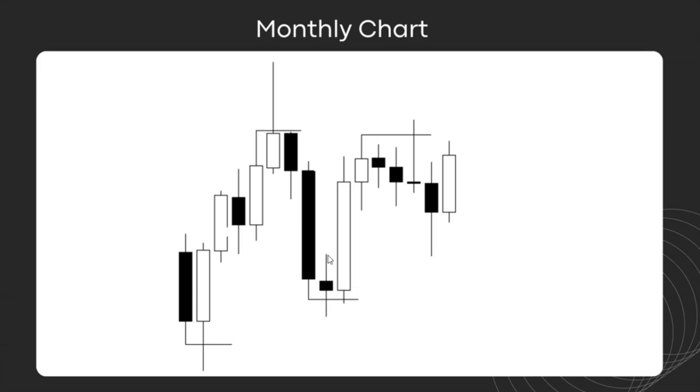So based on these factors right here, you're going to start looking for bullish trades as soon as the next month's candle is open, and your directional bias would be bullish, right? And your draw on liquidity would be this high right here, right?